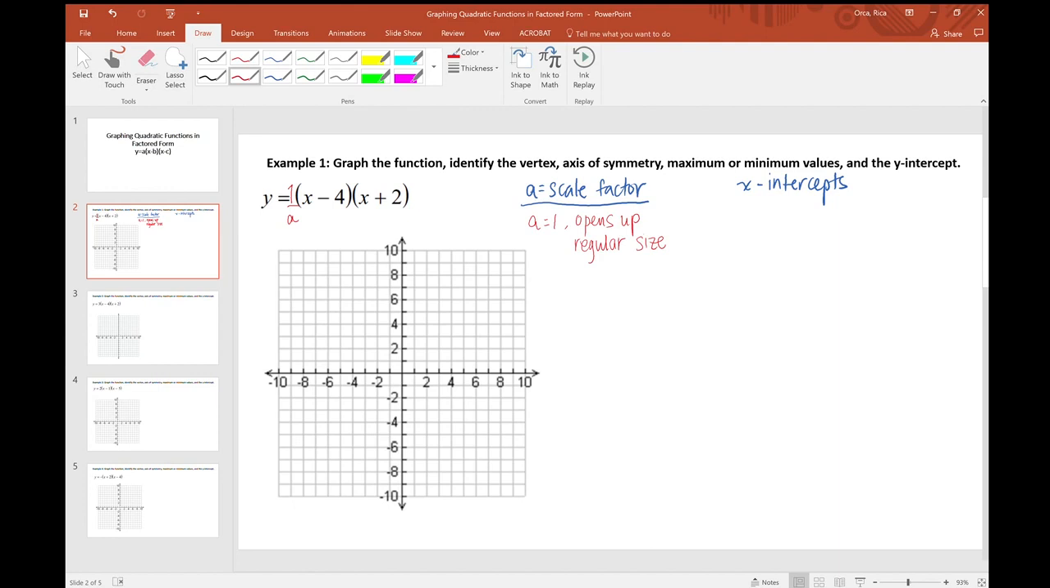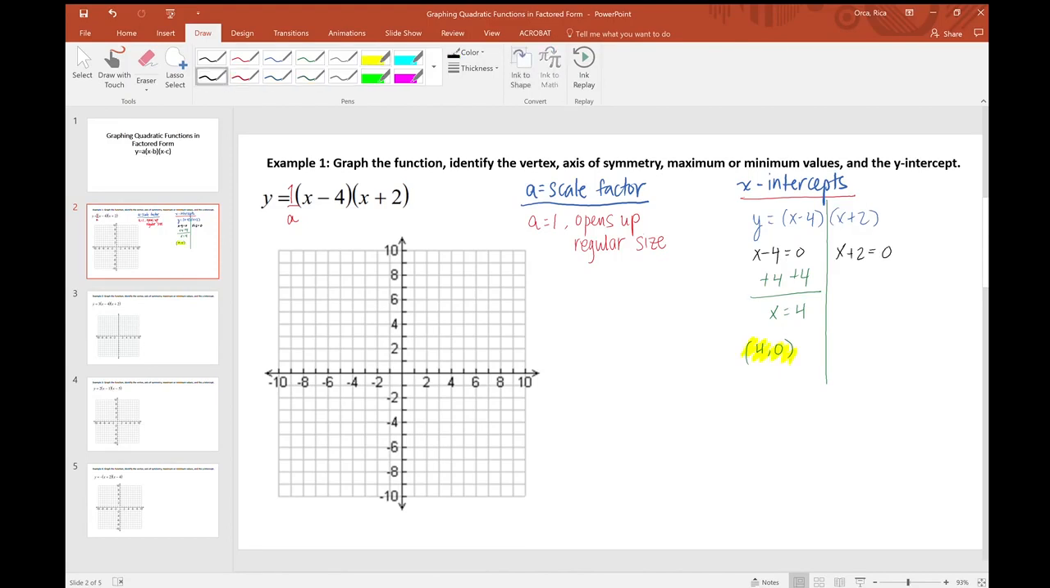In regards to the x-intercepts, I want to rewrite the function and then set each factor equal to 0. Right now, I'm just setting them equal to 0, x minus 4 equals 0, and x plus 2 equals 0. Once you have your equations set up, go ahead and solve for x. In the first equation, I want to add 4 to both sides. That's going to give me x equals 4, which means that my first x-intercept is at 4, 0. When x is 4, y equals 0.